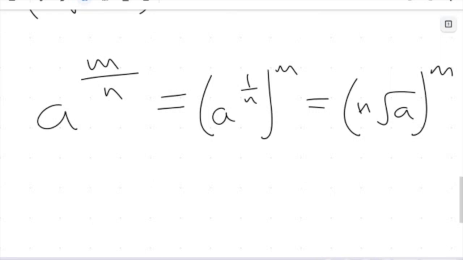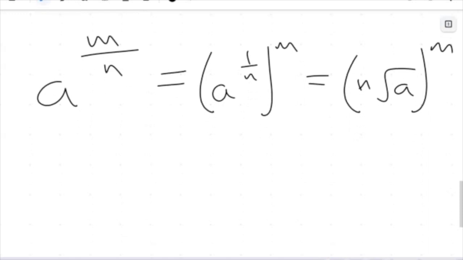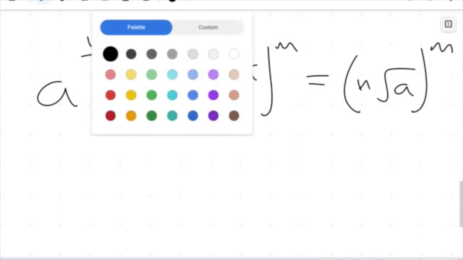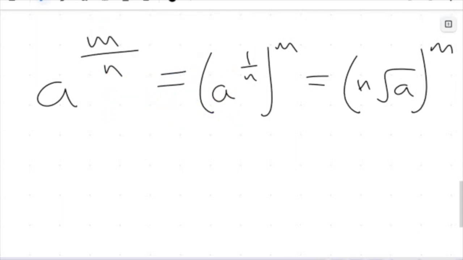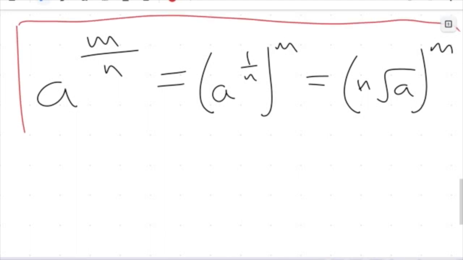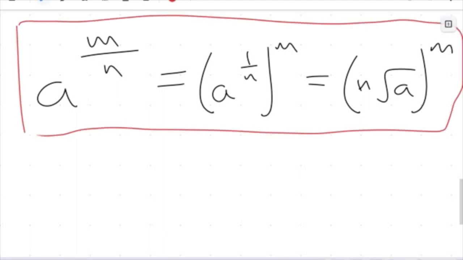Now, let's have a go at a few examples. We want to express the following in index form. And let me just put a nice big red box around the main key idea from this video. This being how we can express these types of fractional indices as surds now.